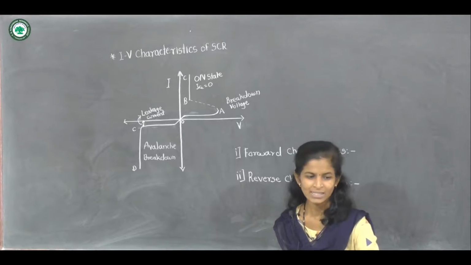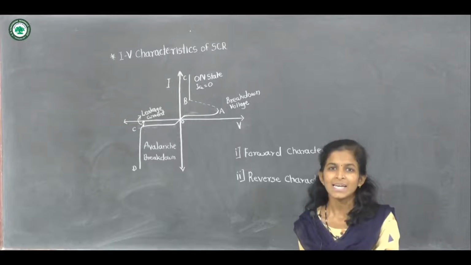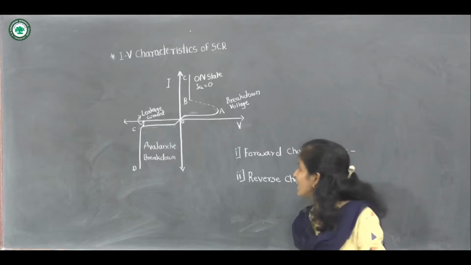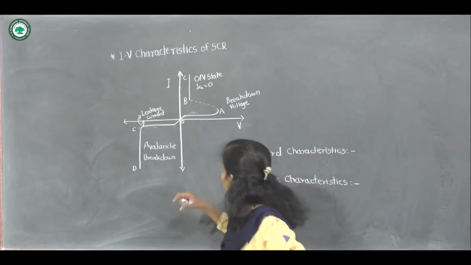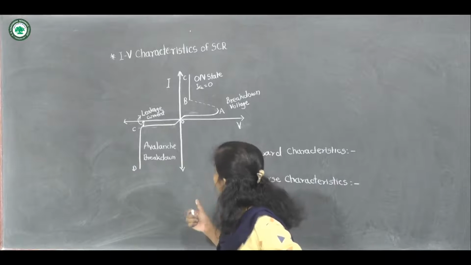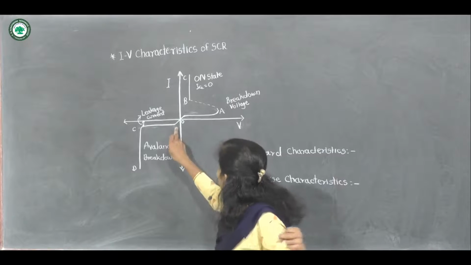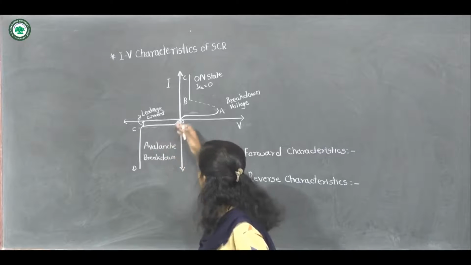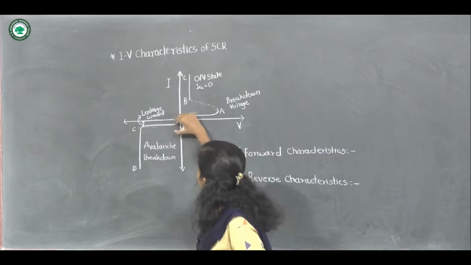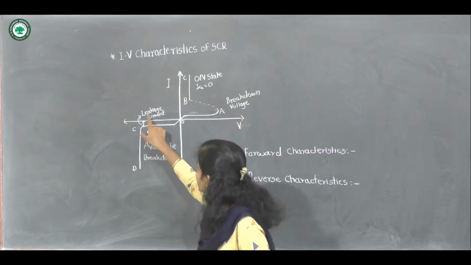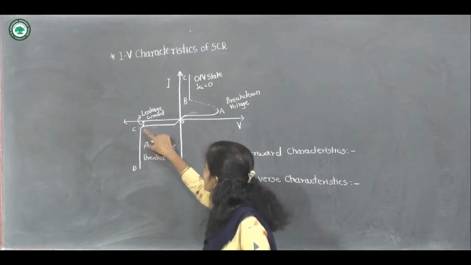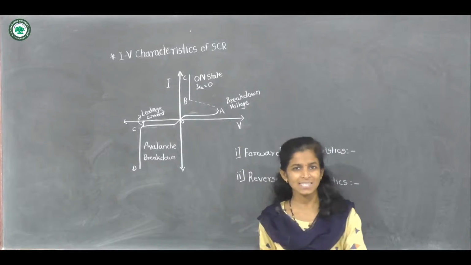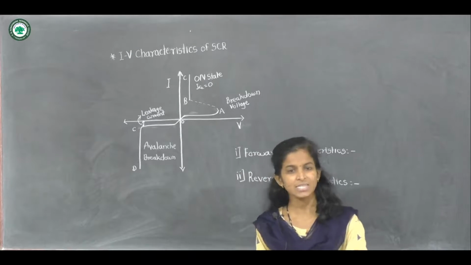That is, when the SCR is operated with the AC supply and voltage is supplied in the reverse direction, at first as voltage increases, in reverse direction we observe a small current, which is known as the leakage current, and after some point C, the avalanche breakdown occurs and the SCR starts conducting heavily in reverse direction.